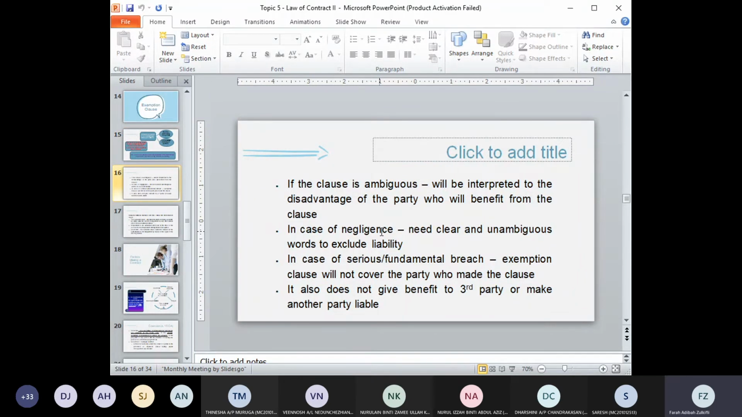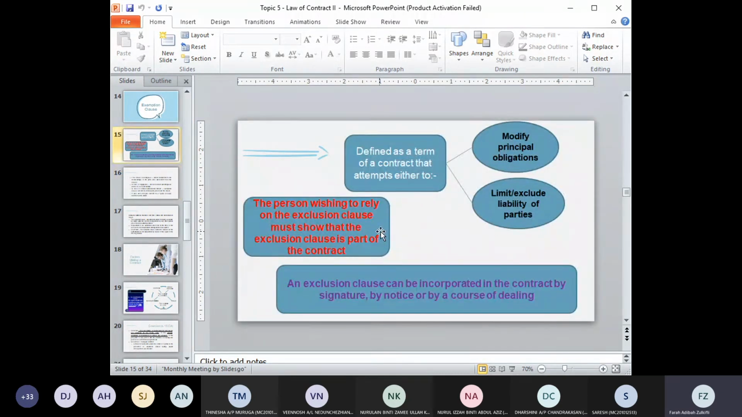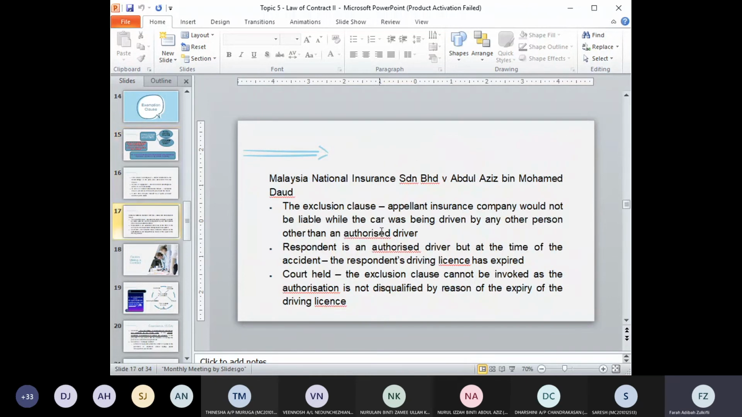If you do not follow the requirements, you cannot invoke the exclusion clause, so you still have to pay for whatever you are required to pay under the law. So you cannot limit your liability if you do not fulfill all the required elements for an exemption clause. So that is an exemption clause. Any question regarding exemption clause? No question? Okay.